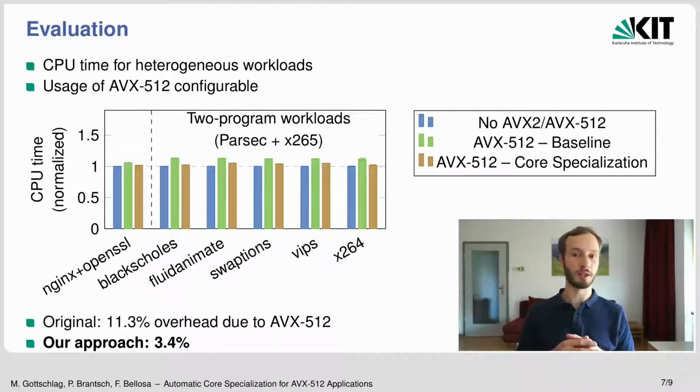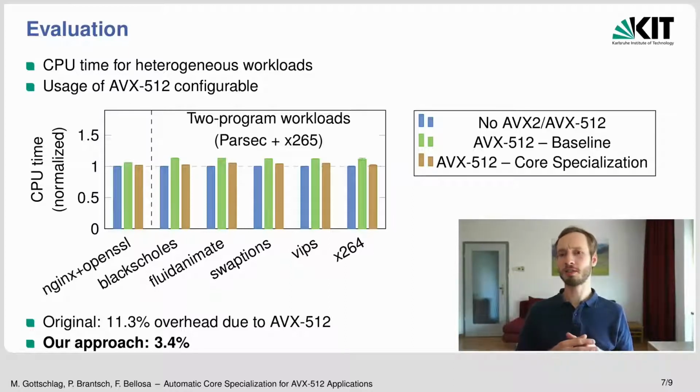given in the beginning of this video, whereas the other workloads are benchmarked from the Parsec benchmark suite, executed in parallel with the X265 video encoder, which supports AVX 512. Now, the blue bars are the CPU time required when AVX 512 is completely disabled, whereas the green bars show the CPU time when AVX 512 is enabled again. So basically the difference is the AVX 512 overhead, which in this case is on average 11.3%.